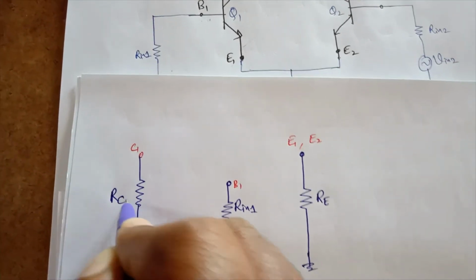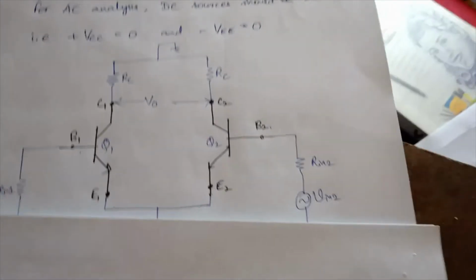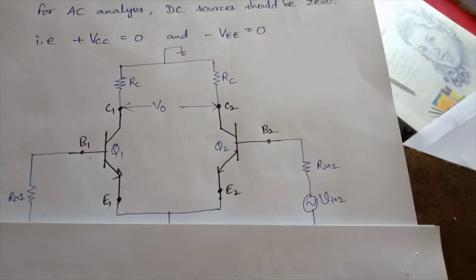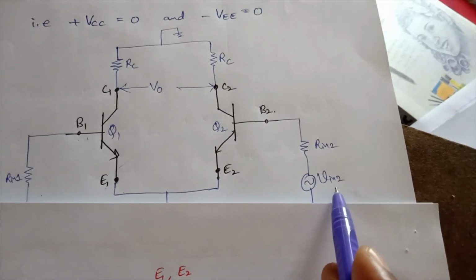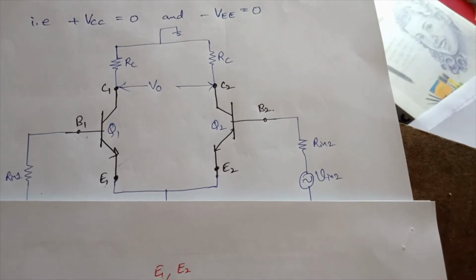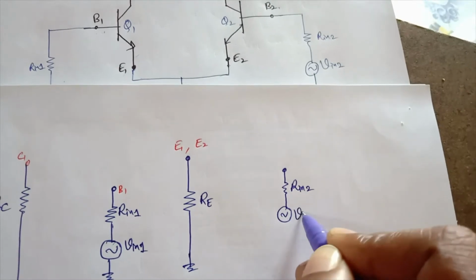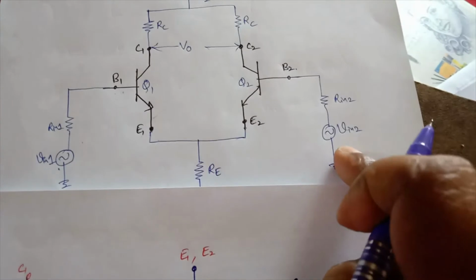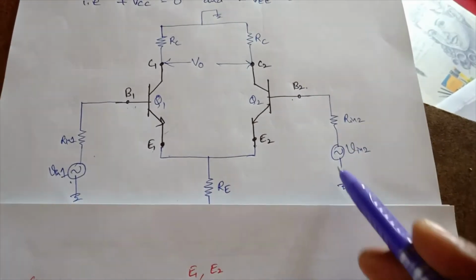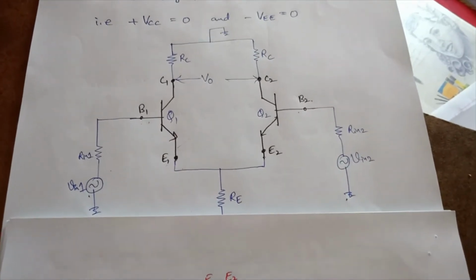So this resistor is RC. In the same way, go for the Q2 circuit. For the Q2 circuit, the emitter is already done. Next, from the base we are connecting the input Vin2. So this is R in and V in, which is also grounded. So here V in is connected in between the base terminal and the ground terminal. This base terminal I am taking as B2.